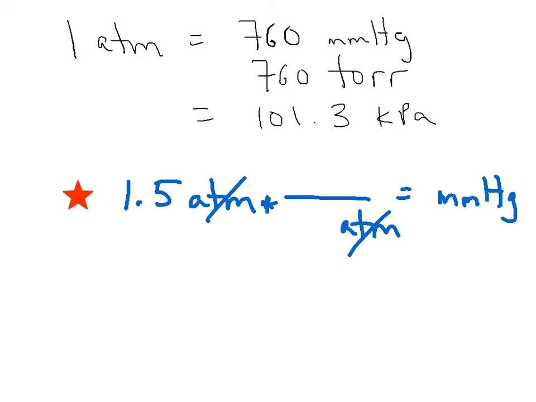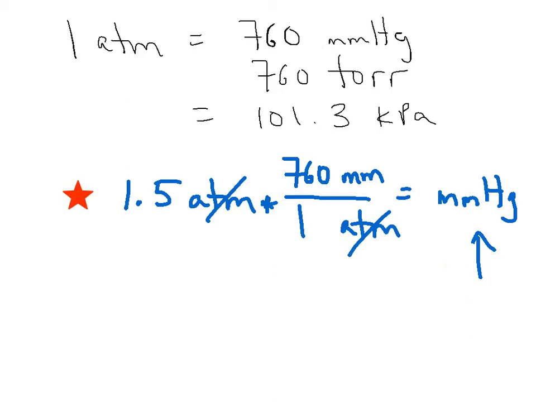We want to then convert to millimeters mercury. We can see right here that there's a direct relationship between atmospheres and millimeters mercury. So what we can do is plug in the 760 millimeters of mercury, which is equal to 1 atmosphere. And what that leaves us with are the units that we want, which in this case are millimeters mercury. So we would take 1.5 times 760 divided by 1, and we would get our answer.